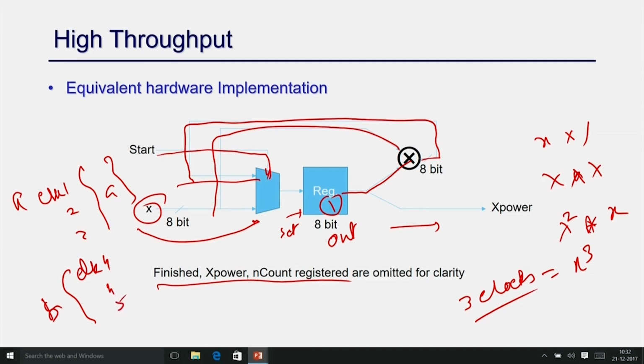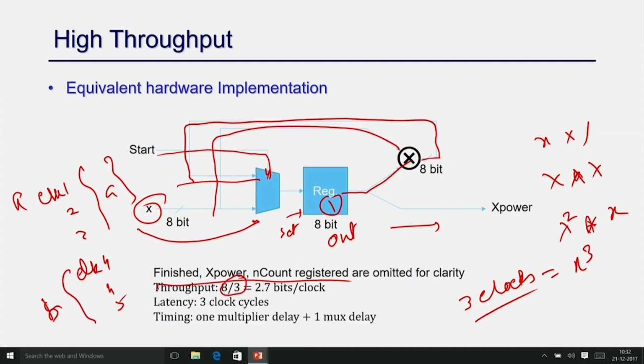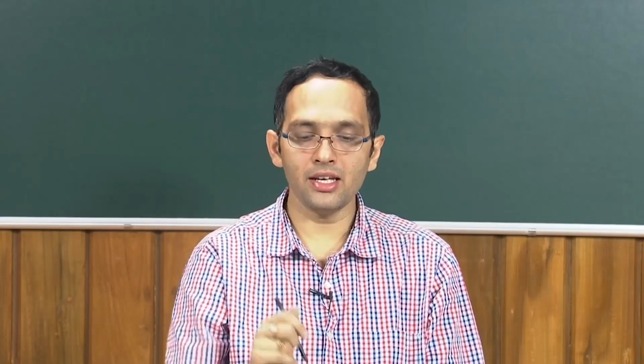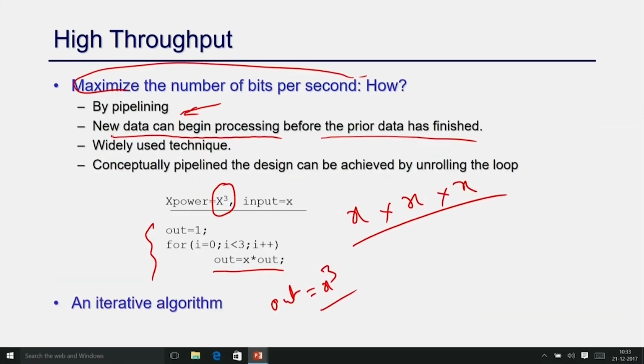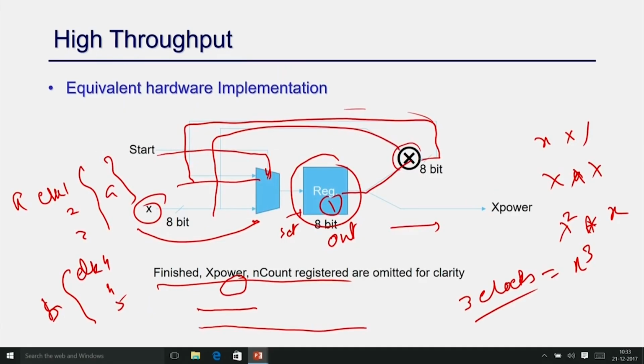So in every 3 cycles you produce one data, right. Your throughput will be 8 by 3, because I assume all the data path is 8 bits, and latency is also 3 clock cycles. Even though it is one register, effectively my data is processed 3 times, going through the same register 3 times, so latency is 3 clock cycles. The delay is a maximum of 1 multiplier followed by this mux, so the maximum timing is determined by the delay of 1 mux and the delay of a multiplier, right. If we implement an iterative version of this algorithm similar to the C code, you will get this.